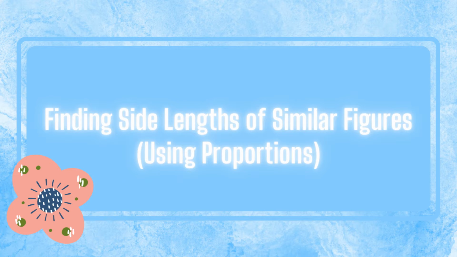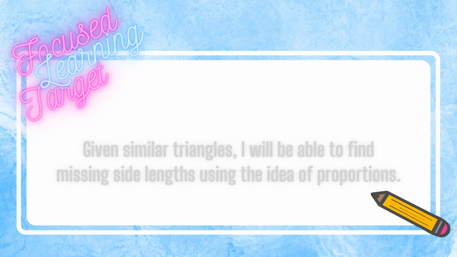Hi everyone! Today we'll be looking at how to find side lengths of similar figures using proportions. So here's today's FLT. Given similar triangles, I will be able to find missing side lengths using the idea of proportions. So in the past few lessons, we looked at the idea of scale factors. Today we're going to be looking at proportions.